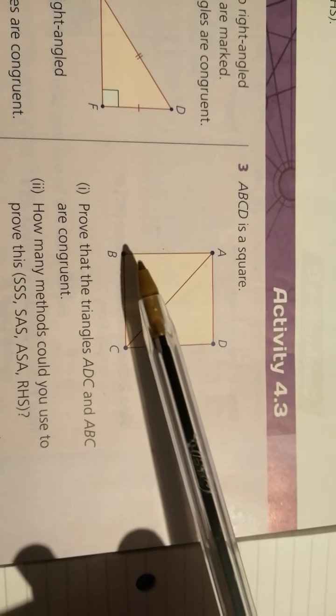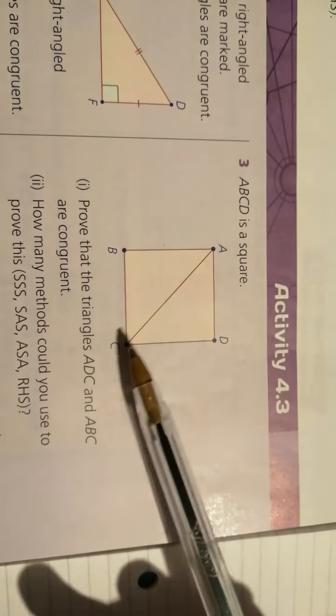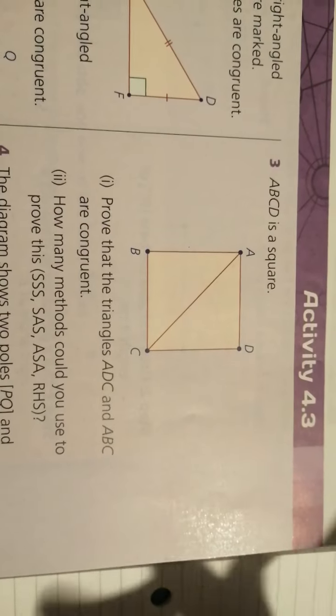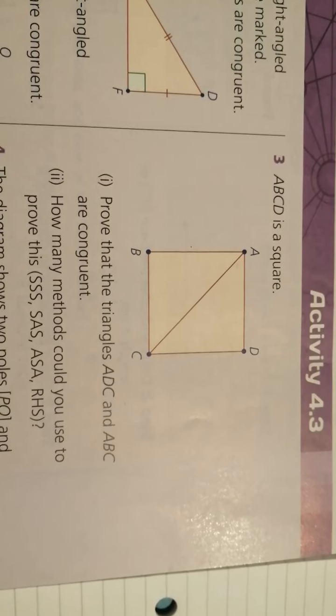Equally, RHS, by saying that there is a right angle, or all the angles in squares are right angles. This is a right angle and is equal to that. The hypotenuse is common to both of them, and one other side, this side, is equal to that side because they're sides in the square. So we could have used any one of these in this case. Now, it's rare enough that you'd be able to prove it in 4 different ways, but in this case it was straightforward enough.